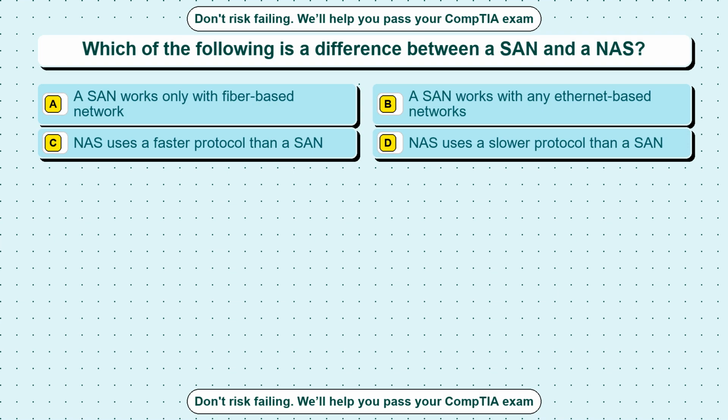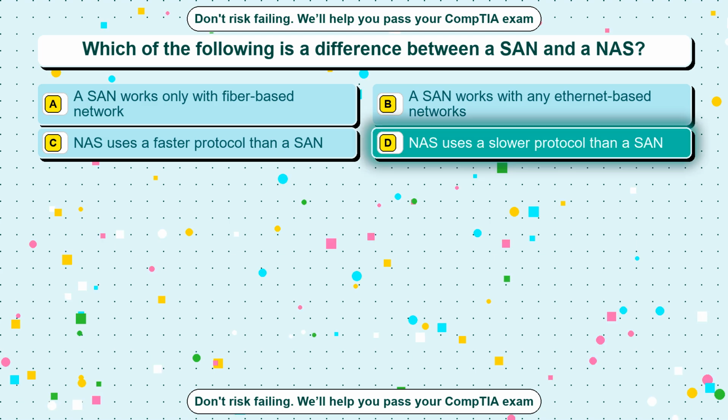Question 1. Which of the following is a difference between a SAN and a NAS? Option A. A SAN works only with fiber-based network. Option B. A SAN works with any Ethernet-based networks. Option C. NAS uses a faster protocol than a SAN. Option D. NAS uses a slower protocol than a SAN.